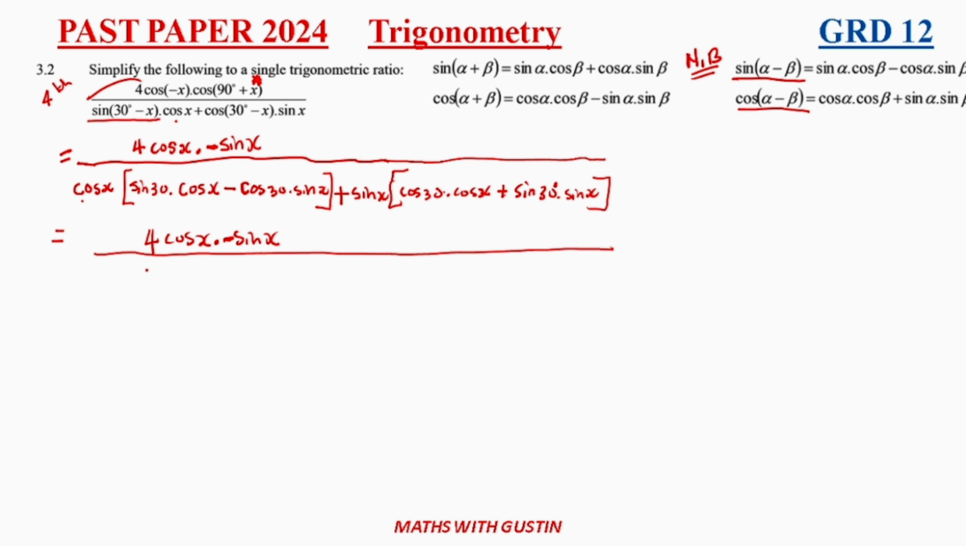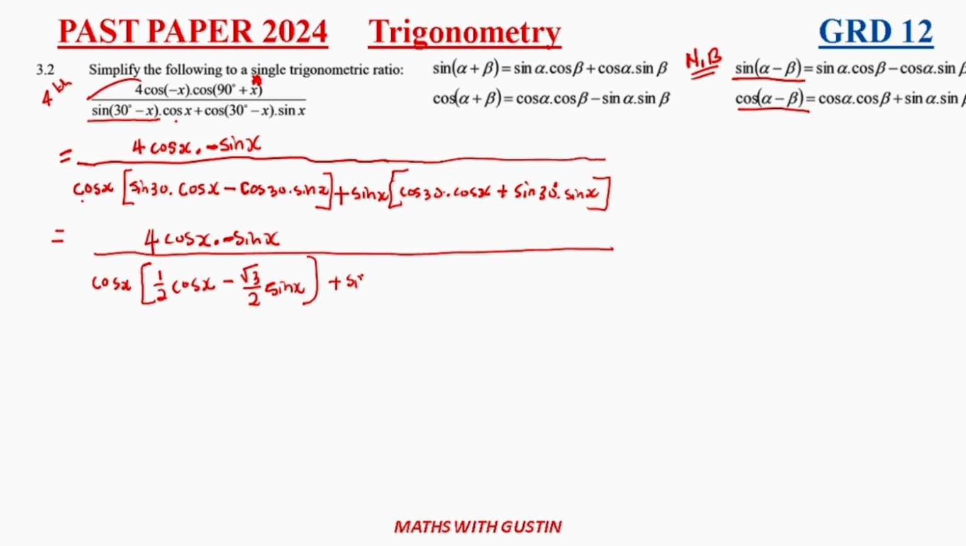Now here, what do you have? You've got cos on the outside. Now we need to deal with what is inside the bracket, guys, and simplify it to the fullest. Sine 30 is going to give us a half. Cos x will remain as cos x. Minus cos 30 is going to give us square root of 3 over 2 sine x. Therefore, close bracket, we're done with this one.